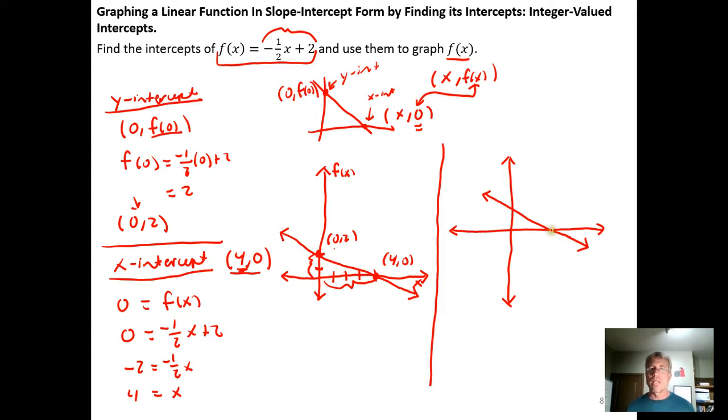And now label the intercepts. So this intercept here has to be the 0, 2, the Y-intercept value from over here. And this is going to be input 4, output 0. That's the X-intercept coming from here. See, I didn't need to do tick marks. I draw in a rough picture, then I label, and I think this is an easier way to do it.